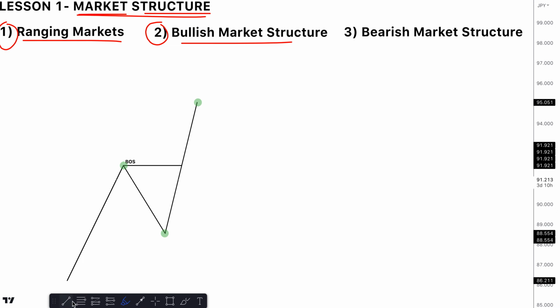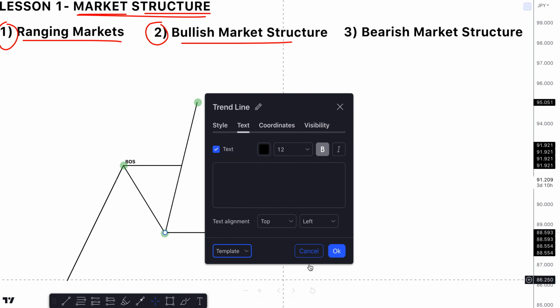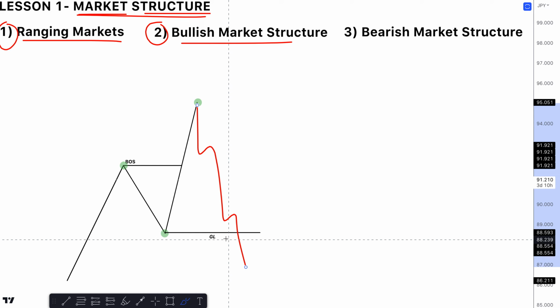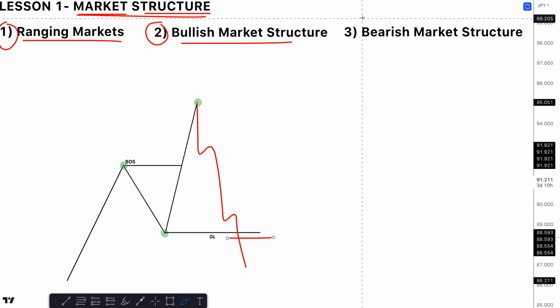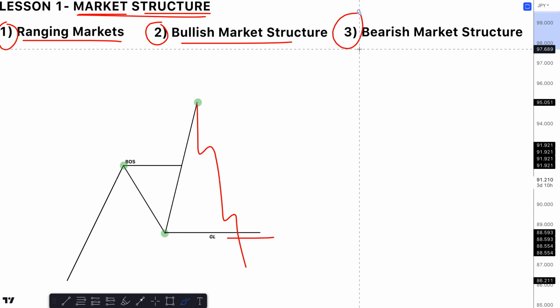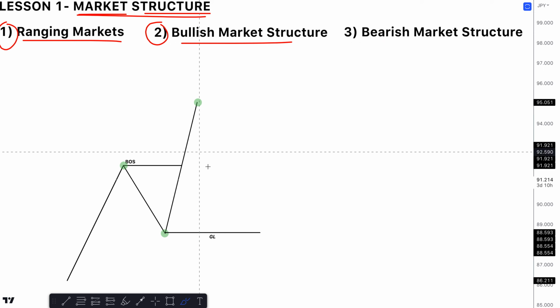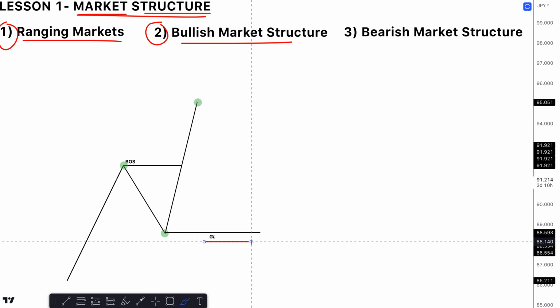Once we've identified a new higher high in the market, we can go ahead and mark on our invalidation level. This is known as our guarded low, GL. This is our invalidation level. We do not want to see price come down below here and close below. This would indicate that the market is shifting to bearish structure, but I'll get onto that in a minute. We do not want to see price close below our guarded low.